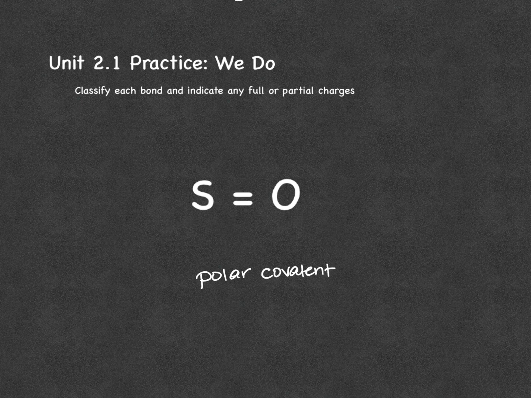So now I need to look at my electronegativities, and on my periodic table I can see that oxygen has a higher electronegativity than sulfur, so it's going to be the slightly negative one, and sulfur is going to be the slightly positive one. And I can represent this with my dipole arrow like so, or with my lowercase deltas like so.